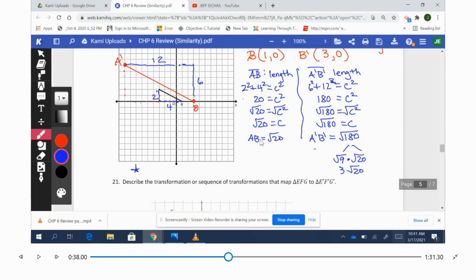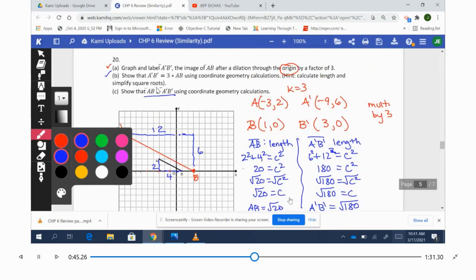So what I did, instead of simplifying both, I just simplified the square root of 180 enough to show that A prime, B prime is in fact 3 times as much as AB, because it's 3 times the square root of 20. And AB is just 1 times the square root of 20. So we'll write that up as best we can. Okay, so A prime, B prime is 3 times AB because the square root of 180 is 3 times the square root of 20. It's good enough.